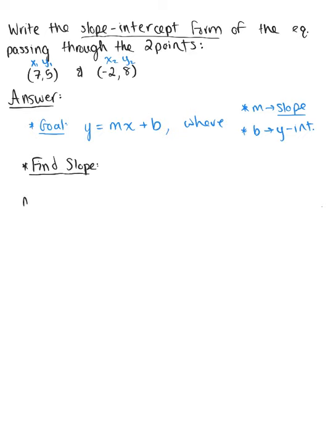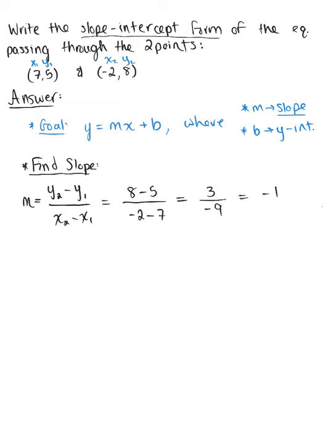So the slope formula is defined as the change in the y values, y sub 2 minus y sub 1, divided by the change in the x values, x sub 2 minus x sub 1. And plugging in what we have, 8 minus 5, divided by -2 minus 7. So 8 minus 5 leaves us with 3. In the denominator, we have -2 minus 7 for a -9. And since both terms are divisible by 3, we are left with -1/3 as our slope.